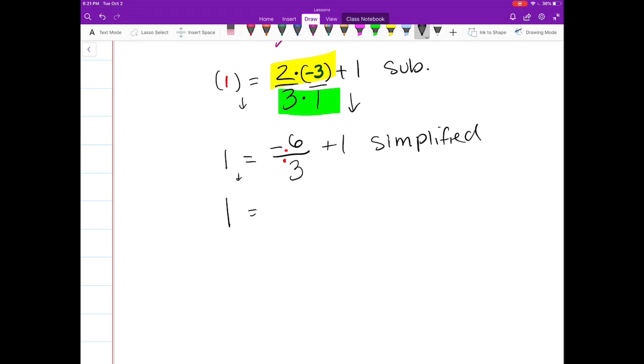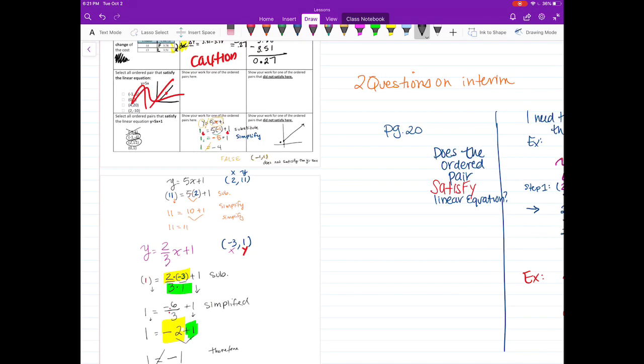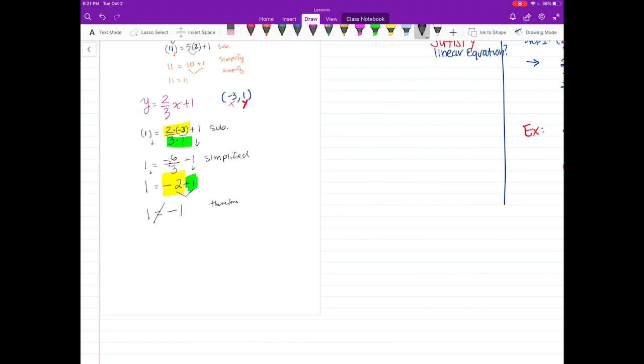Okay, simplify again. 1, bring it down. What's negative divided by a positive? Negative. What's 6 divided by 3? 2. Plus 1. Bring it down. Okay, simplify one more time. 1 equals, careful, you have 2 negatives and you have 1 positive. So your answer should definitely be a negative because you have more negatives. So negative 2 plus 1 is negative 1. Is that true? No, 1 does not equal. So therefore, you're not going to check the box and say, yes, it satisfies.